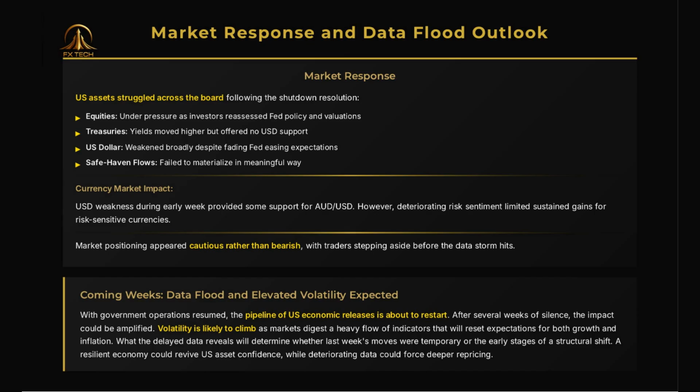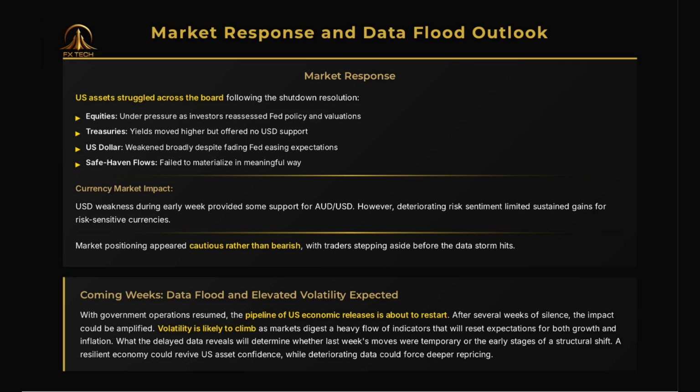Following the shutdown resolution, U.S. assets struggled across the board. Equities came under pressure as investors reassessed Fed policy and valuations. Treasury yields moved higher but offered no support to the U.S. dollar, which weakened broadly despite fading Fed easing expectations. Safe haven flows failed to materialize in any meaningful way.